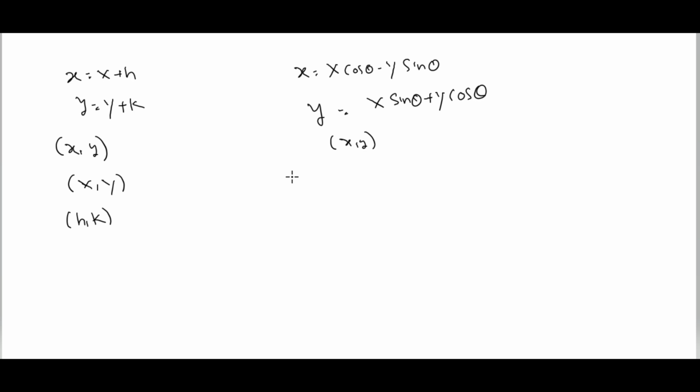Suppose you want capital X, Y: capital X is equal to small x cos theta plus small y sin theta, and capital Y is equal to minus small x sin theta plus small y cos theta. So remember these formulas for rotation of axes.